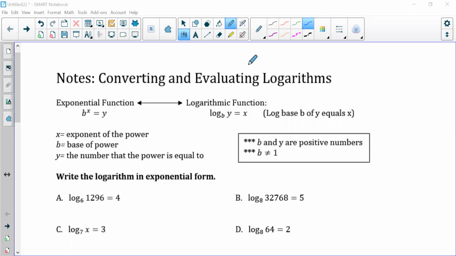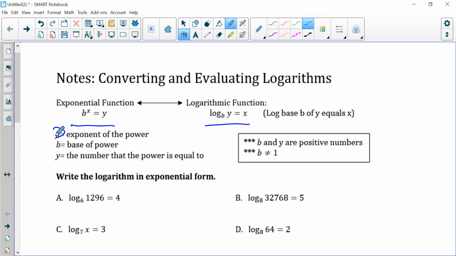All right, so today we're working on converting and evaluating logarithms. Logarithms are just another way of writing exponential functions. We did a whole unit on exponential functions, so we're going to find that this is not really any different, just another way of writing it. All right, so first things first, we need to talk about all the pieces.